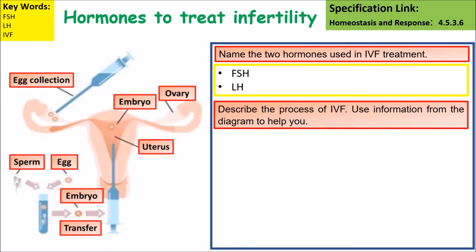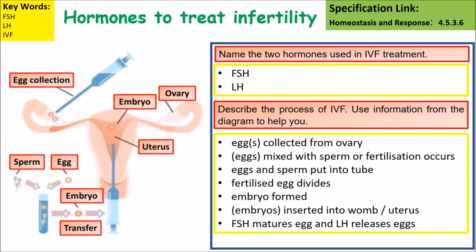So, if we're looking at describing the process of IVF, quite often in questions they'll give you some sort of diagram. Some of the key things that you need to include are the fact that the eggs are collected from the ovaries, they mix with sperm. This is done outside of the body. The eggs are allowed to develop into embryos, and then the embryos are reinserted back into the uterus.